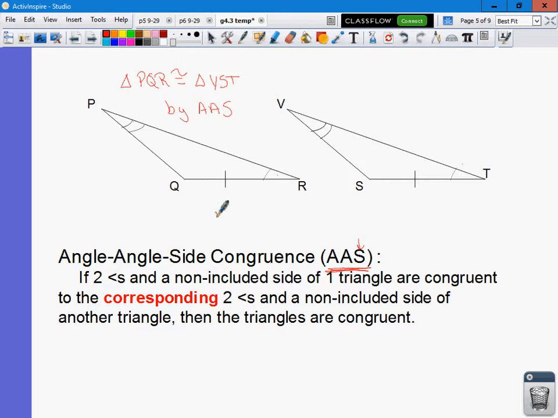Question? Yeah. So what if it wasn't angle P and it changed to angle Q and then the marking was on segment P and R? Hang on just a second. Let me make sure I understand. Everybody good?